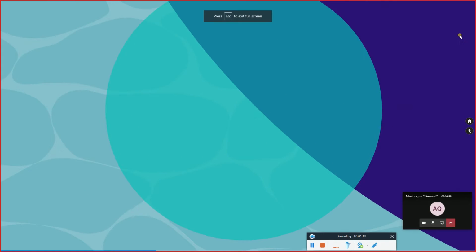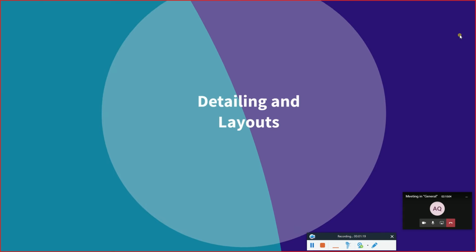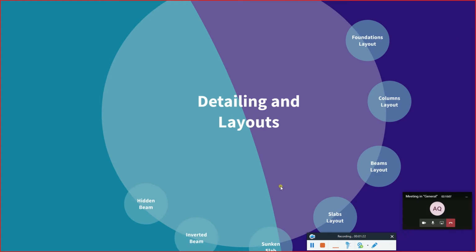Now, in the structural layout and schedules, the different things we are going to take today start with hidden beam, inverted beam, sunken slab, layout, beam layout, column layout, and then foundation layout. Although these three things are not from the layout, they are going to meet you more often. You are going to see them, so you should know the basic things about them, especially hidden beam and sunken slab. In most of the buildings, you will have these.